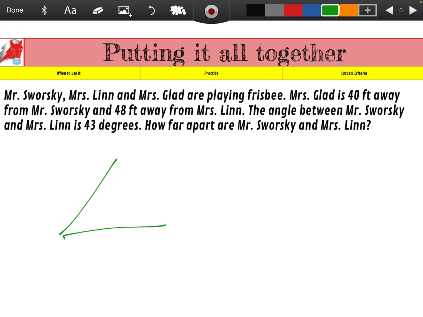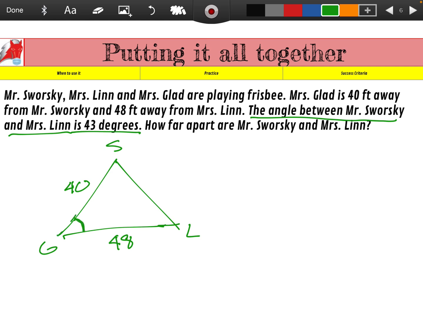So I'm going to put, let's just go Glad. It doesn't matter. So Swarovski, Glad, Lynn. So we're all next to each other with that. We know that Glad is 40 feet away from me, so that's here, and 48 feet away from Miss Lynn. Now the wording here, the angle between Mr. Swarovski and Miss Lynn is 43 degrees. Well, that would mean this angle between us is 43. So I'm looking for how far apart we are here.